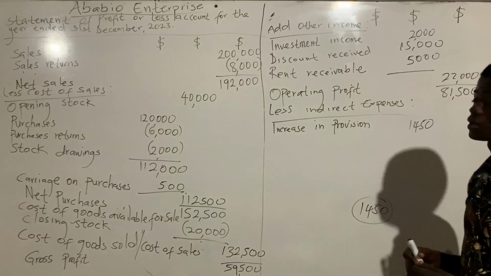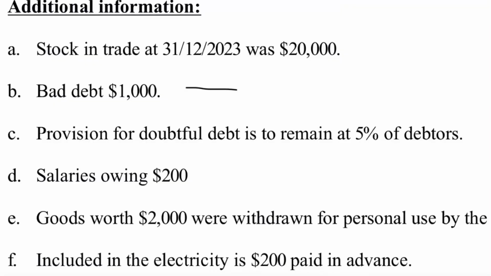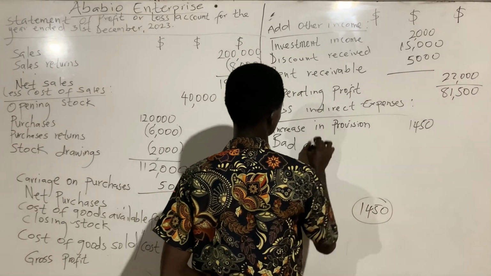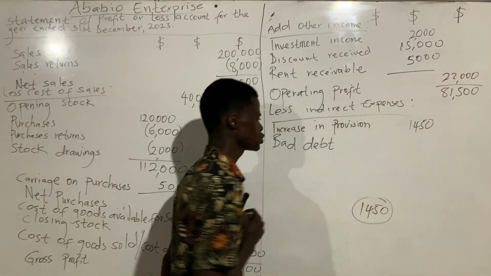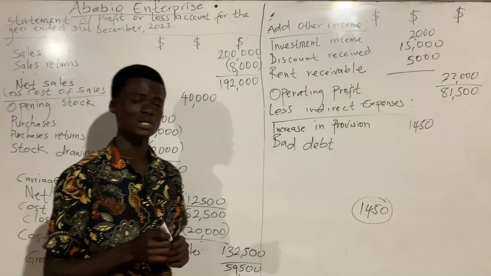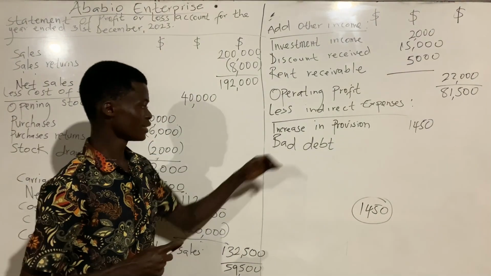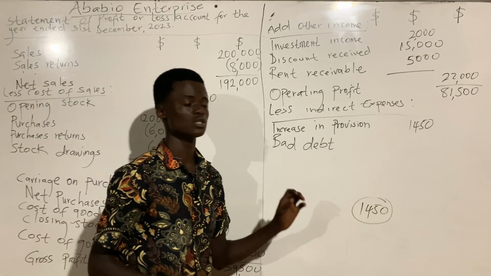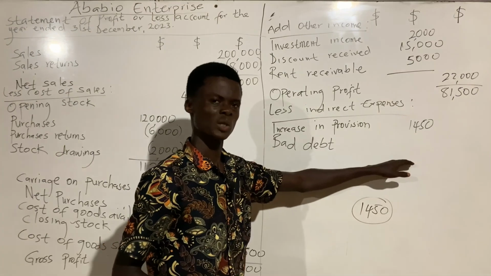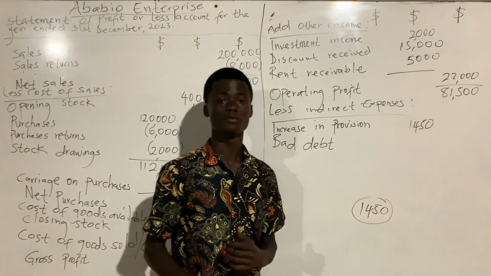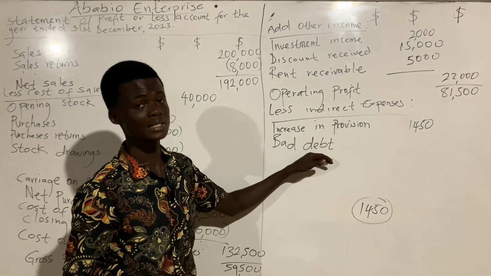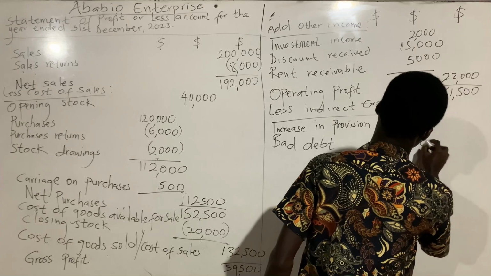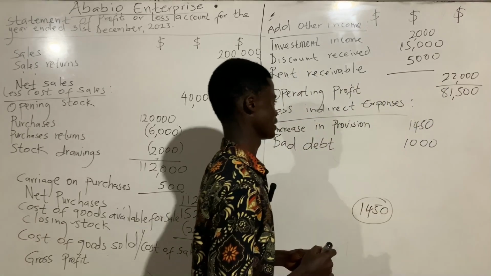So after the provision for doubtful debt, let's also add our bad debt in the additional information. So we will write bad debt. Also, as we said, items in the additional information should be treated twice. So this bad debt, since it is in the additional information, its first treatment is that it will be added to indirect expenses here. But when we get to the balance sheet or the statement of financial position, this same bad debt will be subtracted from our trade debtors. So the bad debt figure is $1,000.